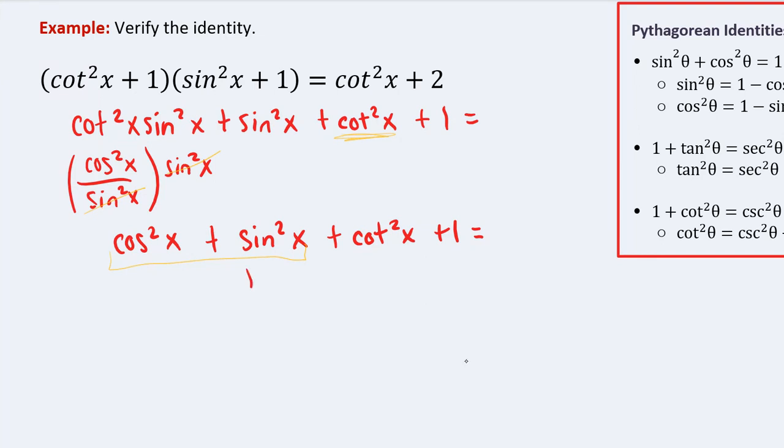So that means I have 1 plus cotangent squared plus 1, which is cotangent squared x plus 2, which is what I want my right-hand side to equal. So when we look at our techniques, we wanted to use the FOIL method since that's algebraically what we could do. So in the previous one, we could do common denominators. So we got common denominators, okay?